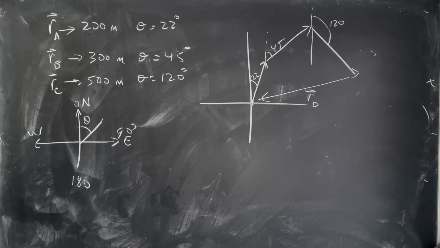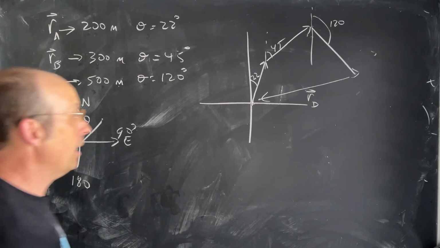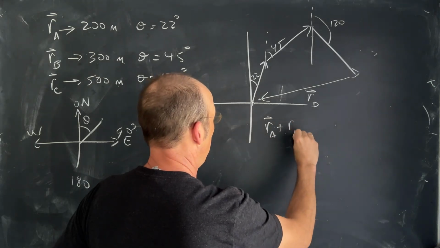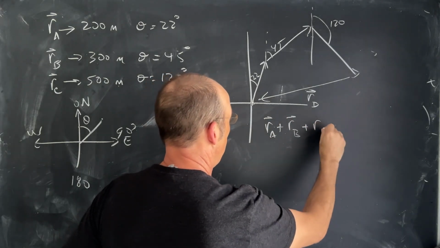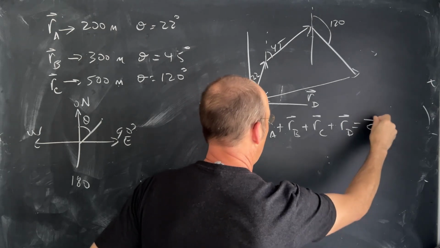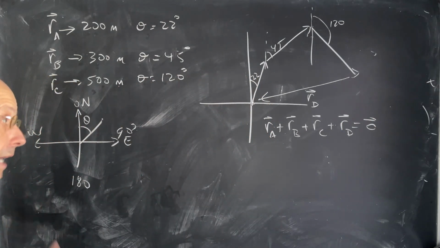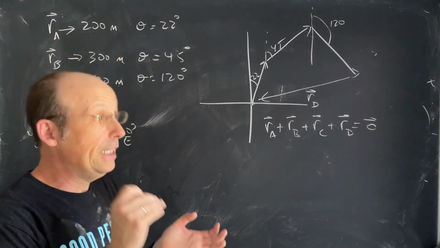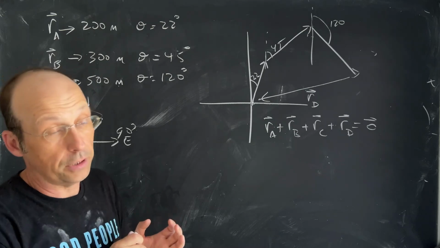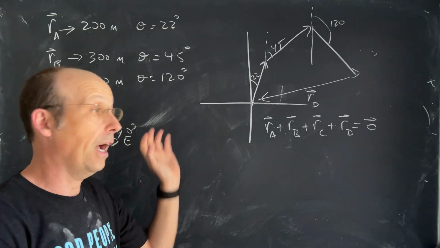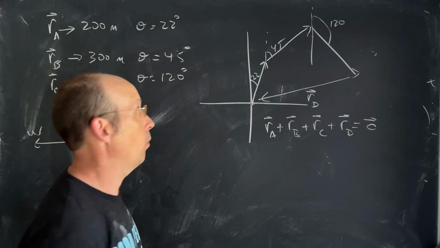I want to find out what that is so I can get back to where I started. In this case, what we can see is that if I add these vectors, RA plus RB plus RC plus RD, I should get 0. That's how I get back to where I started. Well, how do we add vectors? The easiest way is to write those vectors as components. If I write those as components, I can add the x's together, I can add the y's together, and I can find out what I want.